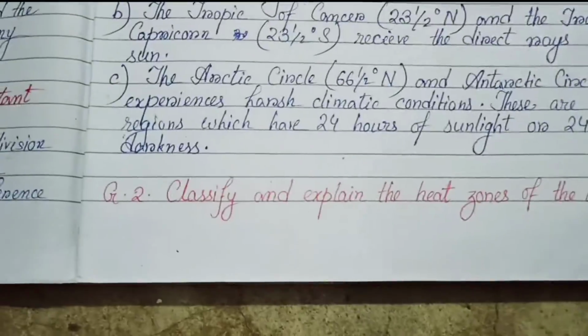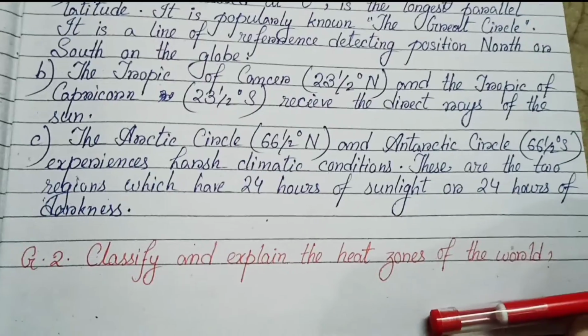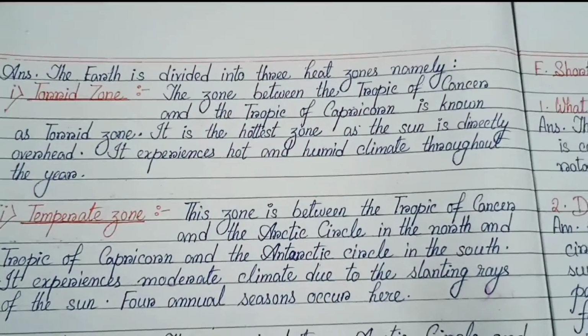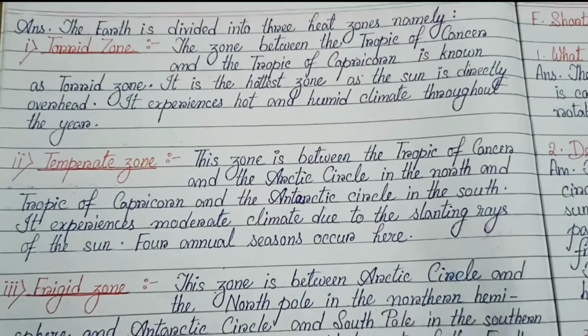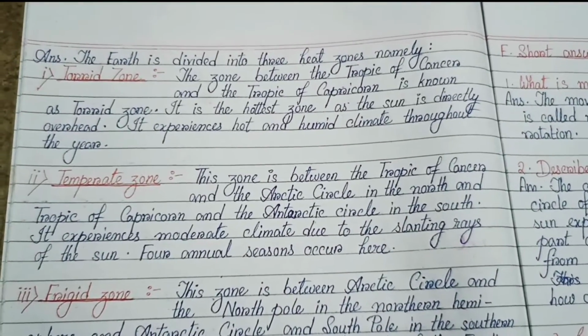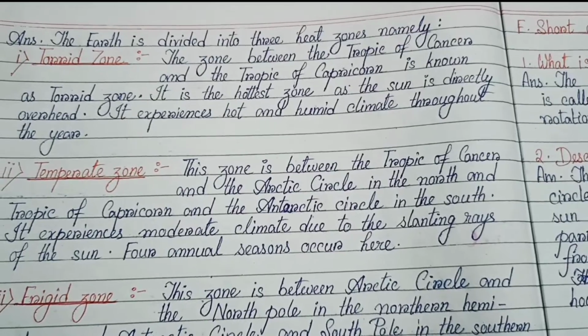Next one, number 2. Classify and explain the heat zones of the world. The earth is divided into 3 heat zones, namely torrid zone, temperate zone and frigid zone. Torrid zone. The zone between the Tropic of Cancer and the Tropic of Capricorn is known as the torrid zone.